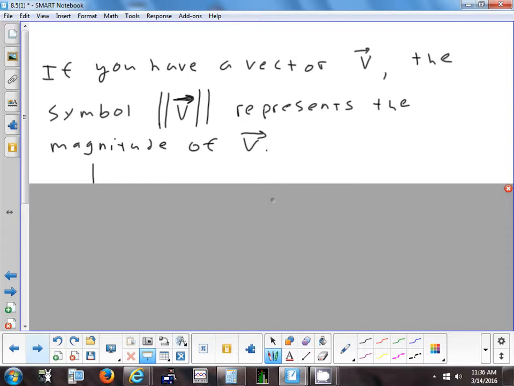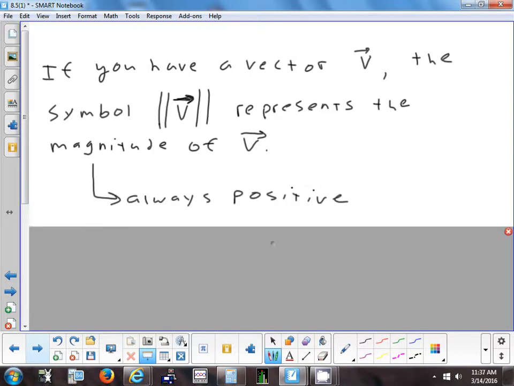It's going to be a number. Can we be more specific than a number? Has to be positive. I guess if it was the 0 vector, it could be 0, so we have to say it's not negative. But it is always positive.